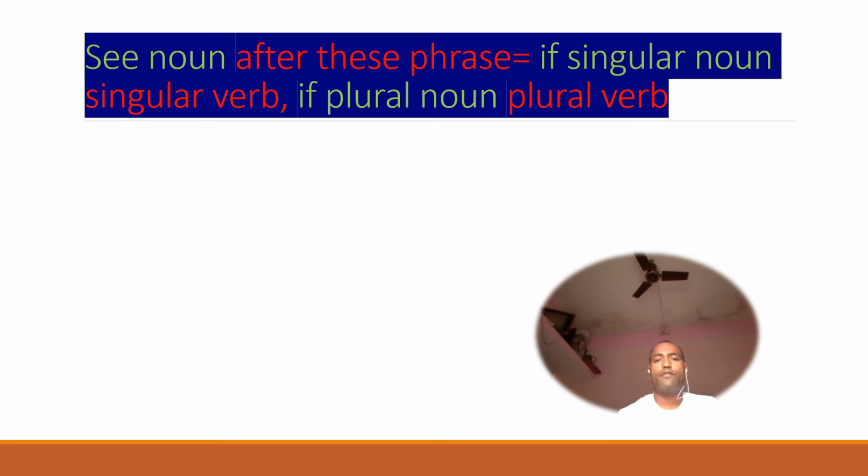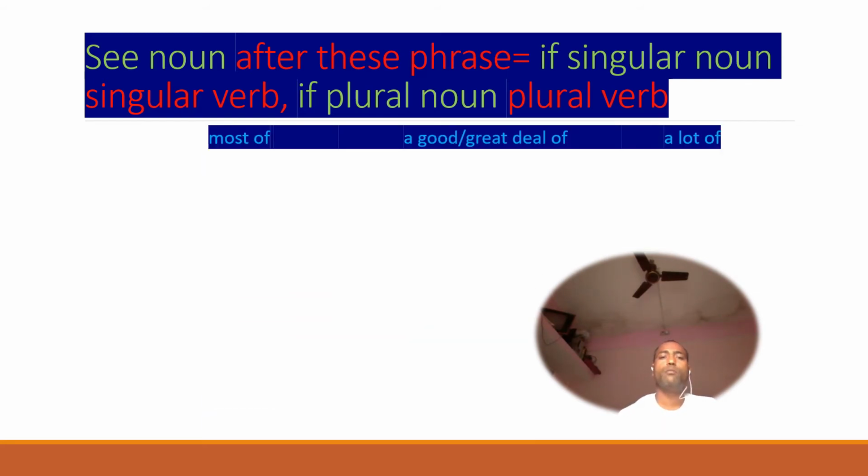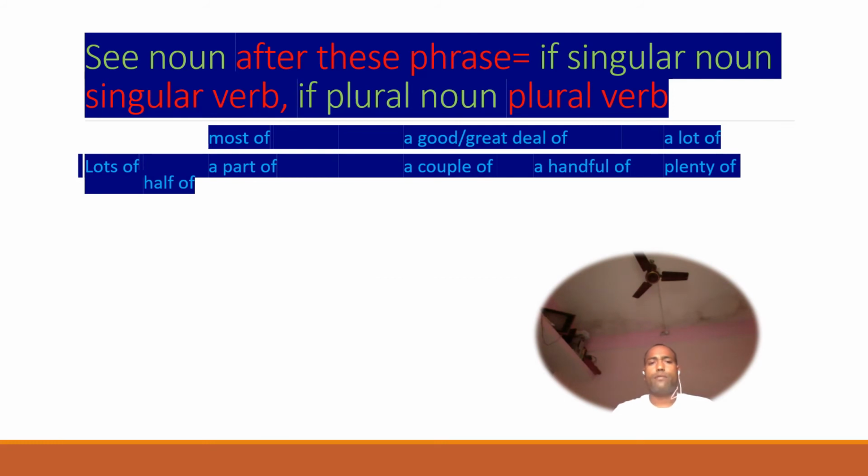See the noun after this phrase. So certain phrases I am going to display for you. If the noun is singular, singular verb; if plural, plural verb. That means see the noun after this phrase. Let us see the phrases at first. Most of, a good deal of, a great deal of, a lot of, lots of, a part of, a couple of, a handful of, plenty of, half of. If you have these phrases, then after that you have to see whether the noun is singular or plural after this phrase.